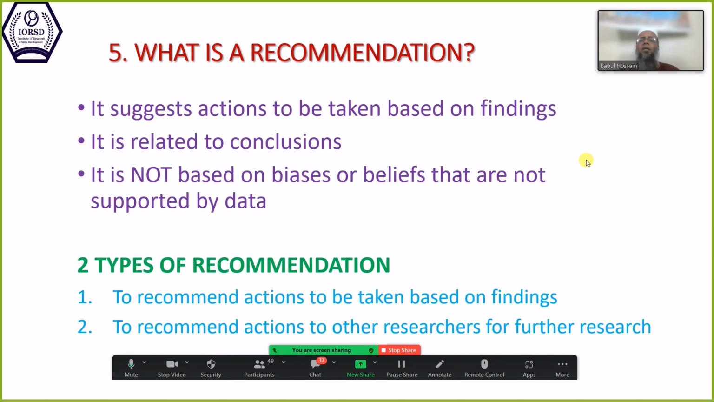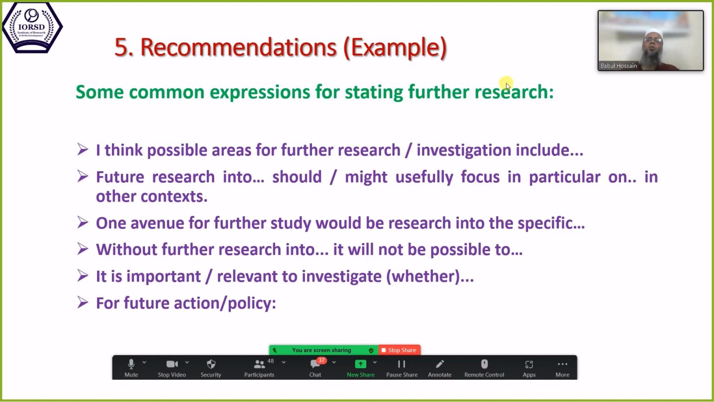And how to write the recommendation. What is a recommendation? It suggests action to be taken based on findings. It is related to conclusions. It is not based on biases or beliefs that are not supported by data. There are two types of recommendation: recommended actions to be taken based on findings, and recommended actions to other researchers for further research. For example, I think possible areas of further research or investigation include these variables. For future action or policy, you can use this way of expression in your writing.